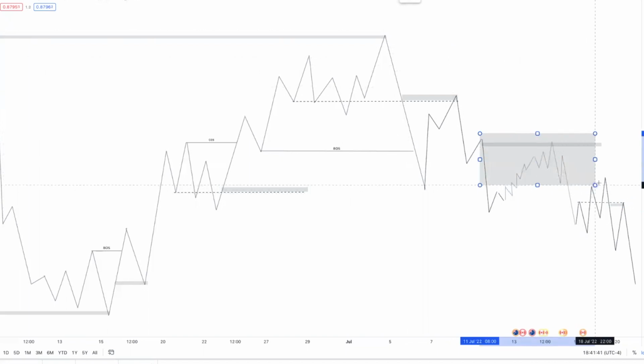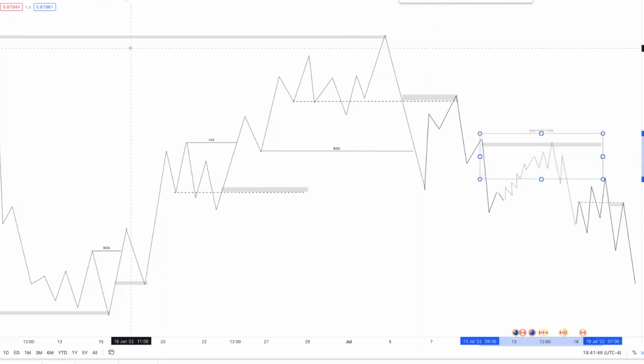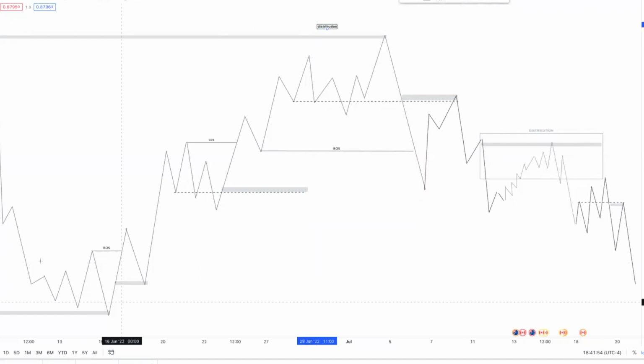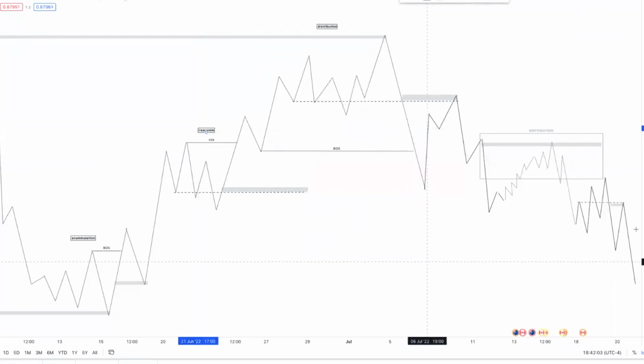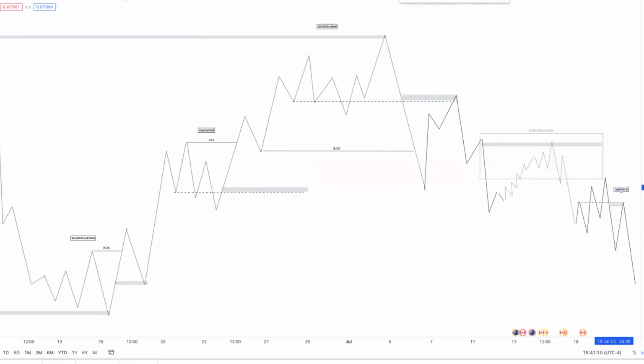Like this, for example, is a distribution, right? Distribution. This is an accumulation. This is a reaccum. And this is a redistro. Okay, so you guys want this as your cheat sheet. This can be something that's also printed out for you guys.